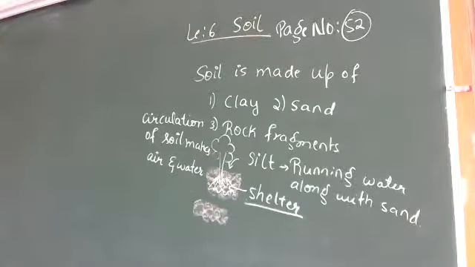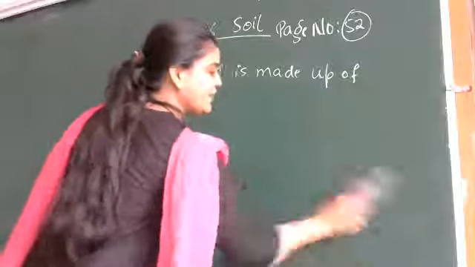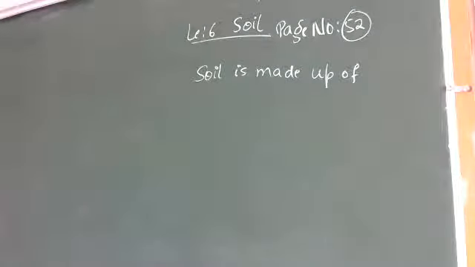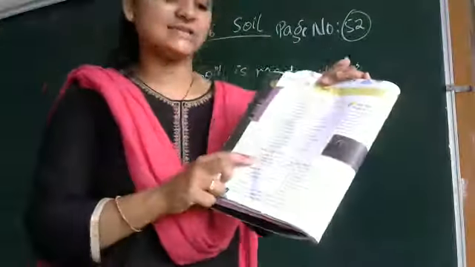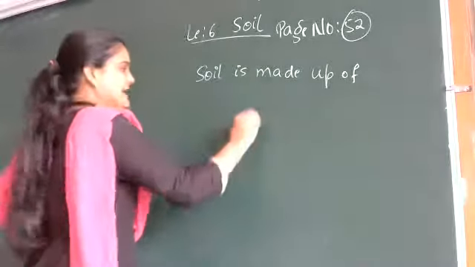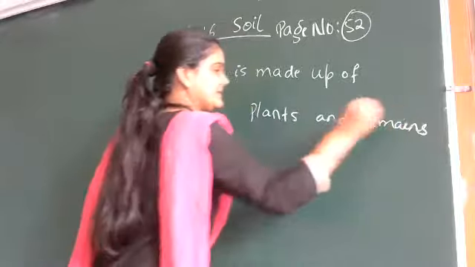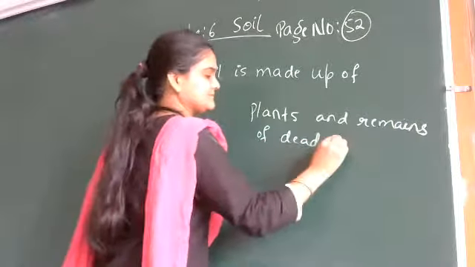Also we had discussed humus. What is humus, children? Yes, it is the decaying of plants and animal remains. Please underline on page number 52: the decayed organic matter consisting of remains of dead plants and animals is called humus. This line you will have to underline, the definition of humus. Humus is nothing but the decayed organic matter of plants and the remains of dead animals.